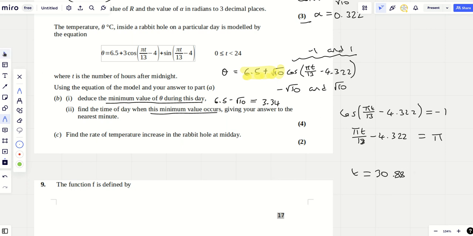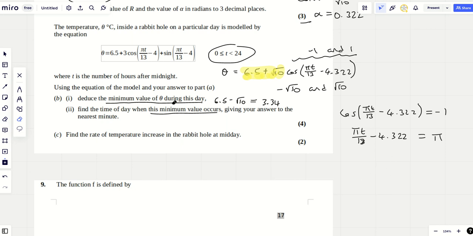Why is this wrong? Look at this, just there. That's obviously not the next day, yeah? T is stuck between 0 and 24. So this is clearly wrong. They're trying to give you a hint there. Now, why is it wrong? It's not wrong. It's just the time when the minimum value occurs the next day.